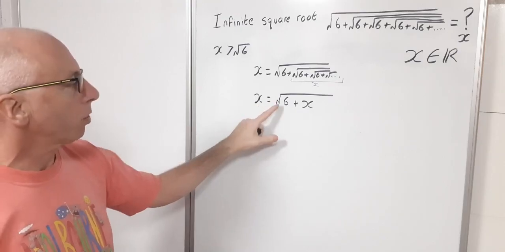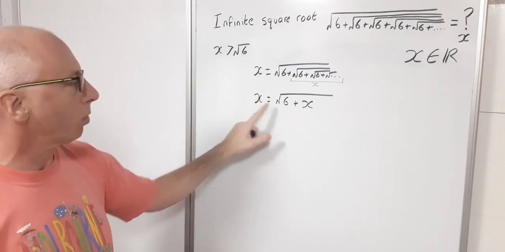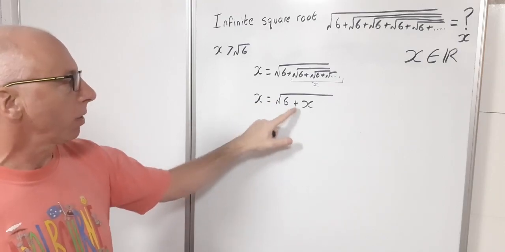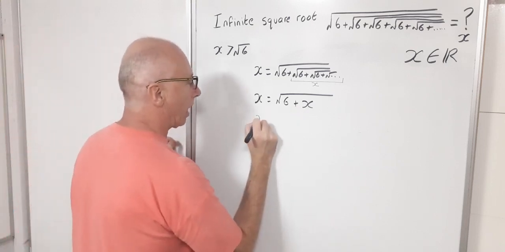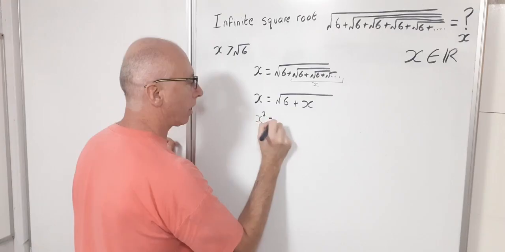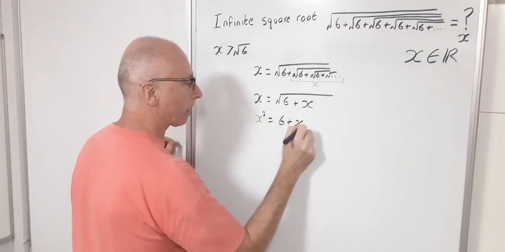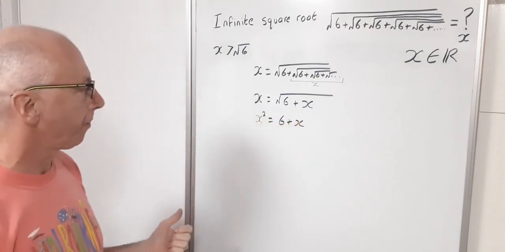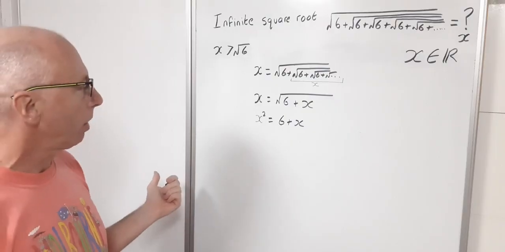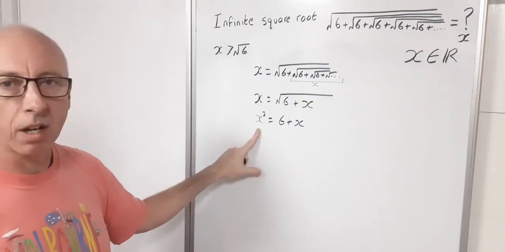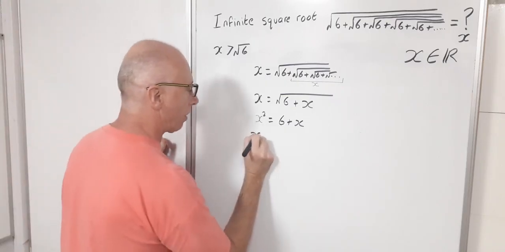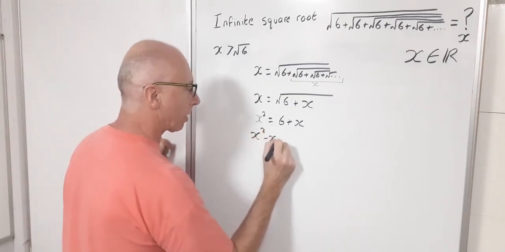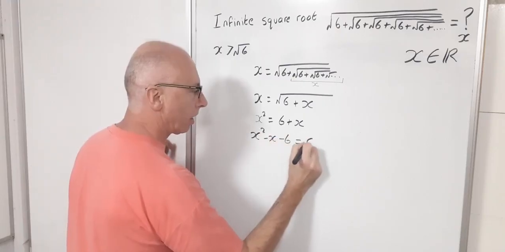So we've got some kind of recursive thing going on here as well. If x equals square root of 6 plus x, why don't we square both sides and then we can get this x out of the square root. So x squared equals 6 plus x. That takes care of that. Now what can we do? Well, if we bring everything over to this side and set it to 0, we've got ourselves a quadratic. So now we've got x squared minus x minus 6 equals 0.